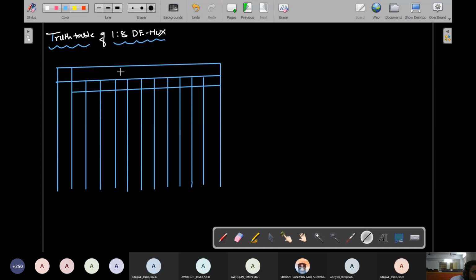Okay, so these are the selecting inputs and these are the outputs. I'll write here: this is input, input, and these are the selecting lines. These are the output lines, and this represents D0, D1, because you always write from left to right: D0, D1, D2, D3, D4, D5, D6, D7.